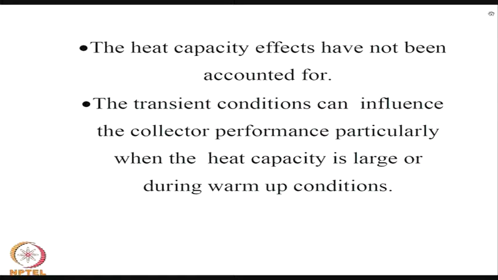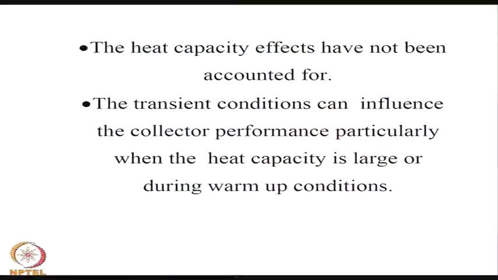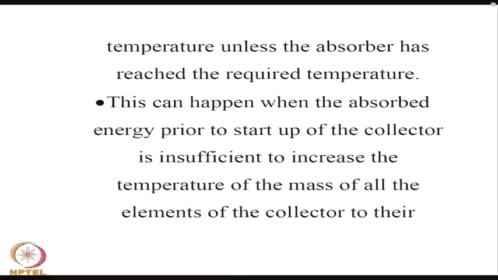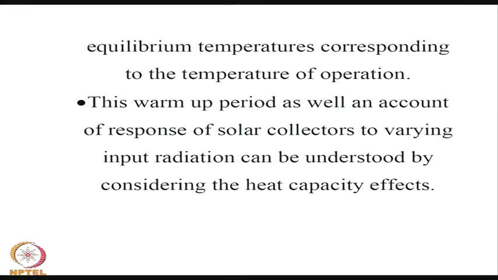Even if we make certain assumptions in this analysis, subsequently you can apply this unsteady analysis with simplifying assumptions a number of times to get more or less the time varying performance of the solar collector, either by virtue of solar radiation varying, ambient temperature varying, or wind velocity varying. So, these are the reasons which I have already stated, and it is above the critical level of radiation. The collector cannot deliver energy at the desired temperature unless the absorber reaches the required temperature. So, what is essential is that the warm up period for the collector should be less than or equal to the time required where the critical level of solar radiation is reached.